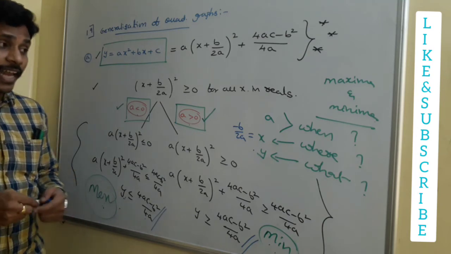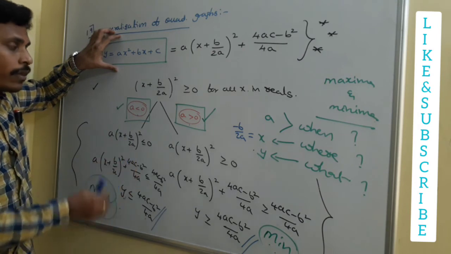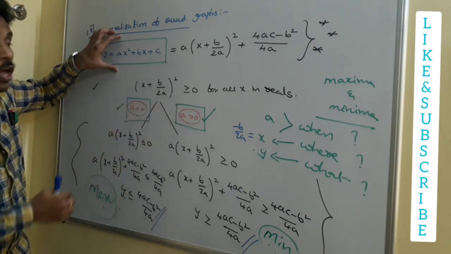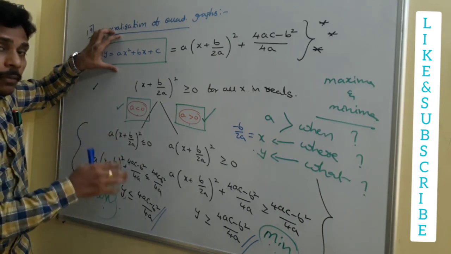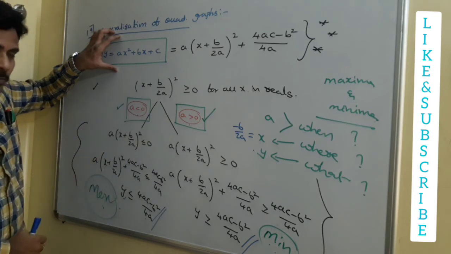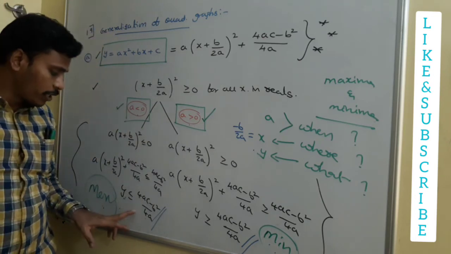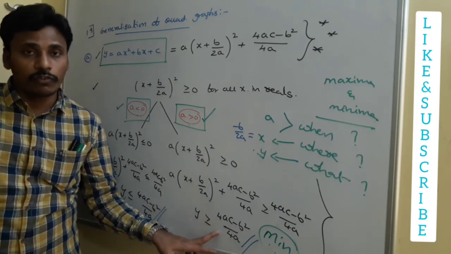Once again I am repeating: this has maxima when a is less than 0, minima when a is greater than 0. Maxima where, at x equals minus b by 2a; minima where, at x equals minus b by 2a. What is the maximum value? 4ac minus b square by 4a. What is the minimum value? 4ac minus b square by 4a.